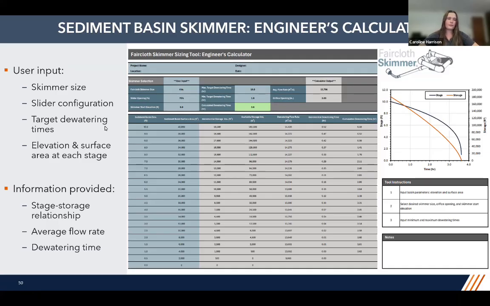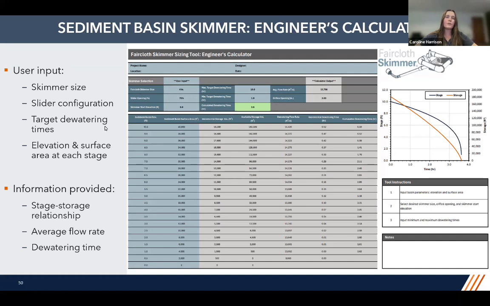On the sediment basin side, the user will input an elevation for each stage, as well as a corresponding surface area. Using this information, the tool will provide an incremental storage volume, available storage volume, as well as the dewatering rate at each stage. And then we have an incremental dewatering time and a cumulative dewatering time.